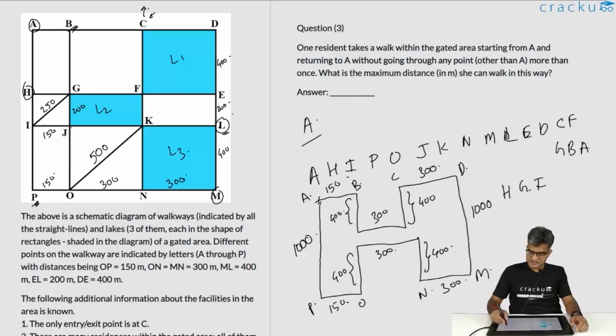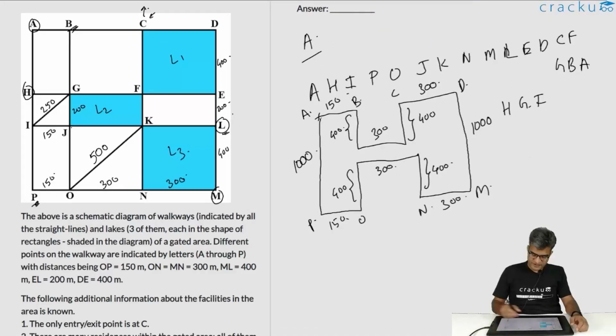So the total distance, if you calculate that this guy can walk is, this is 1000 plus 1000, that is 2000. Plus this is 150, 300, 300 is 750.